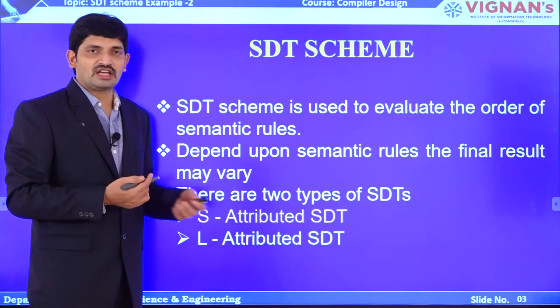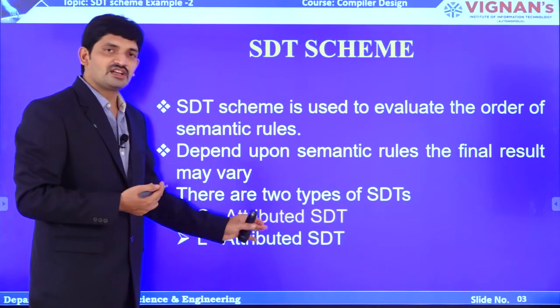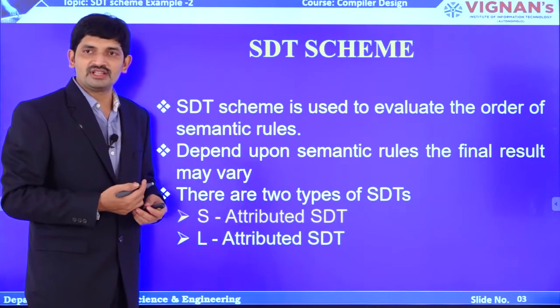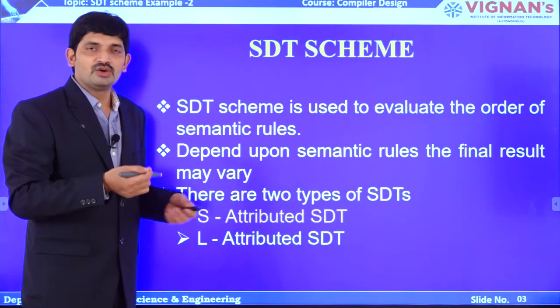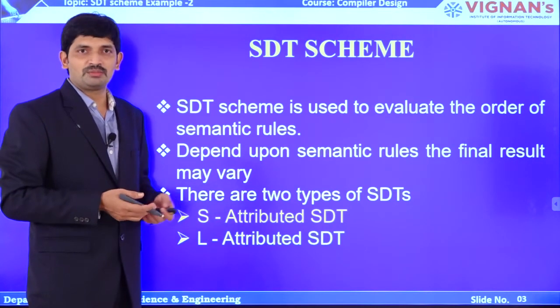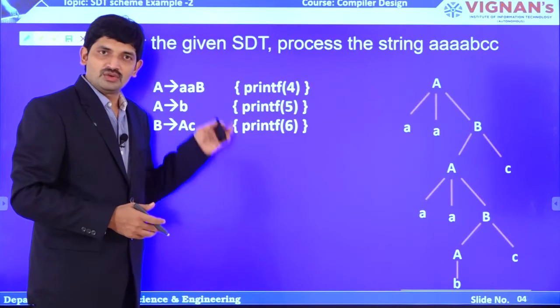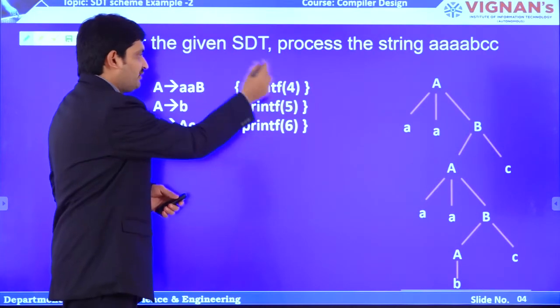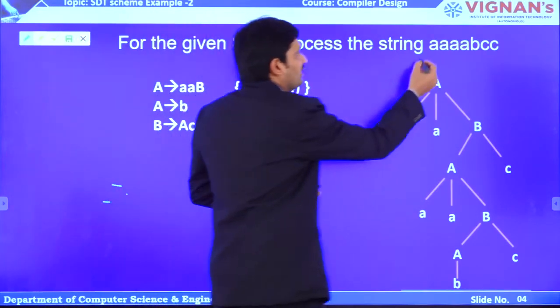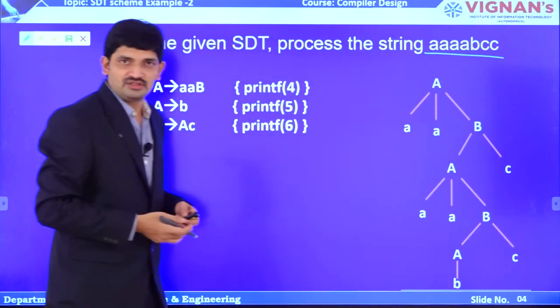There are various types of SDT schemes, like S-attributed SDT and L-attributed SDT. Depending on the need, we are going to use these two types of SDTs. Here we are going to discuss, for the given SDT, how to process the string 4A's and BCC.